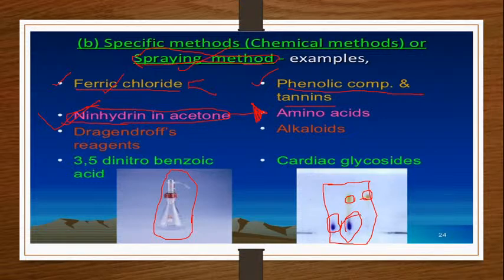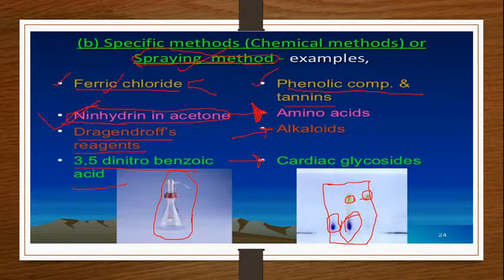Dragendorff's reagent, which you already know from organic chemistry, is useful for detection of alkaloids. 3,5-dinitrobenzoic acid is used for cardiac glycosides. So these are some examples of the specific methods, chemical methods, or spraying methods. I hope you are clear about what is specific and what is non-specific.